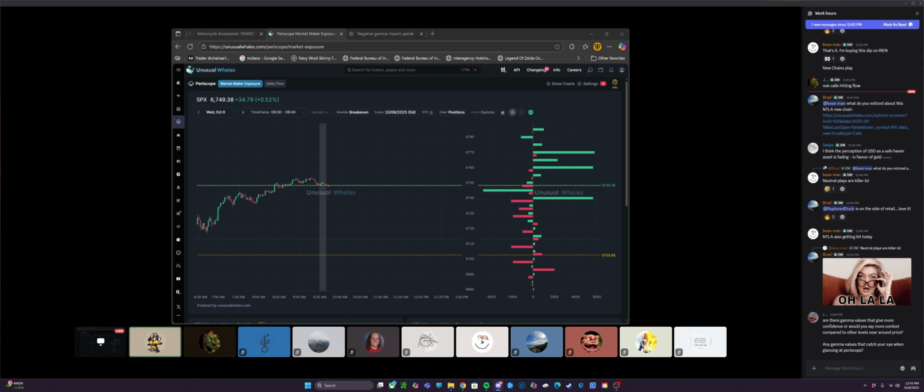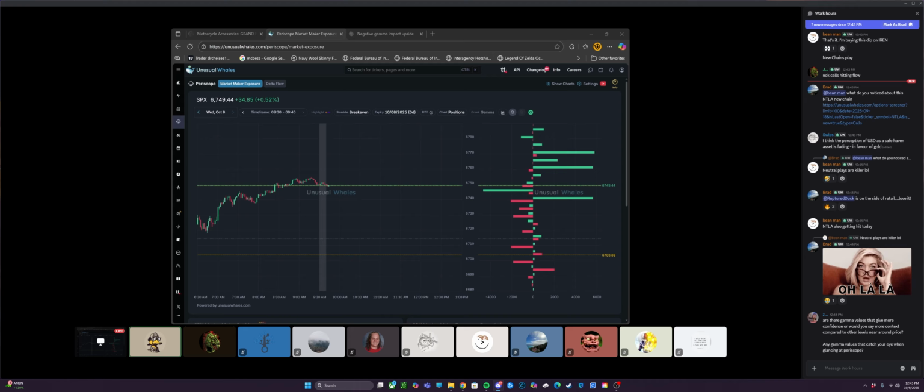Are there gamma values that give you more confidence, or more context compared to other levels near or around price? Any gamma values that catch your eye when looking at Periscope? So again, it largely comes down to pattern recognition, because gamma updates at 10-minute intervals. What could be initially small bars can grow over time, which can lead to increasing confidence that the market's going to pick a direction soon and lead price towards that position.